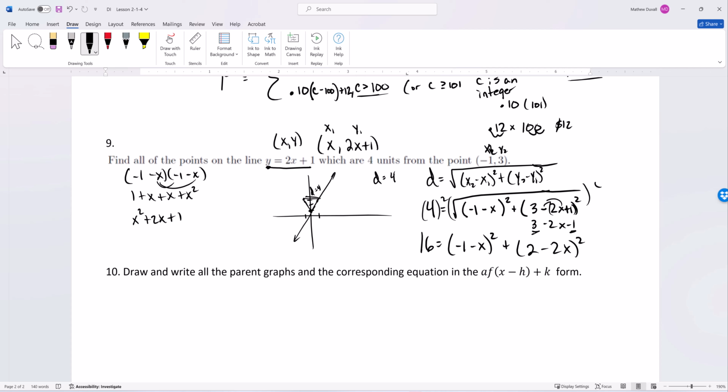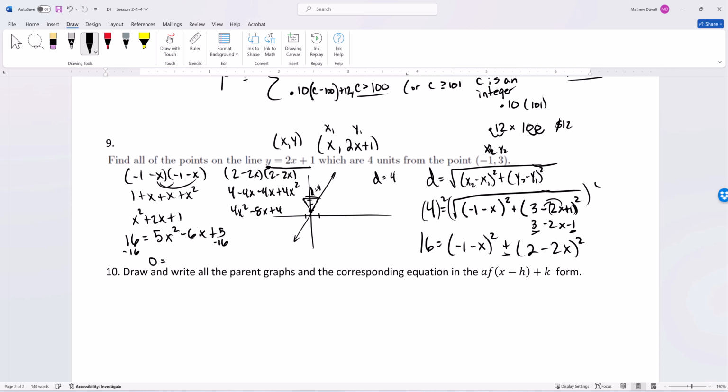And now I got to do the same thing to the other one. So I get (2 minus 2x) times (2 minus 2x). 2 times 2 is 4, minus 4x, minus 4x, plus 4x squared. And so now that's going to be 4x squared minus 8x plus 4. Now I can combine these together because this says add, so plus. So this gives me 5x squared minus 6x plus 5, and that's going to equal 16.